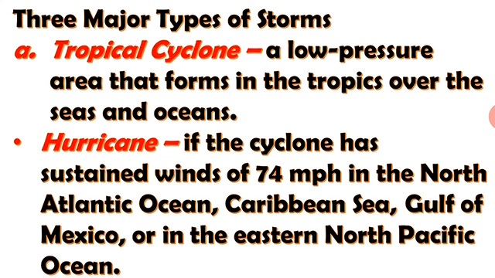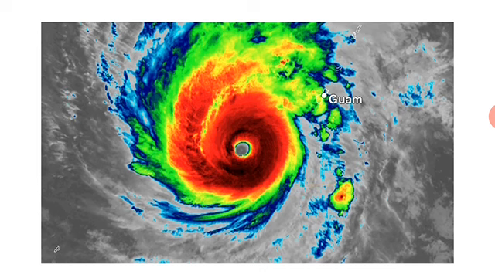Let's talk first about the tropical cyclone, a low pressure area that forms in the tropics over the sea and ocean. Then we call it a tropical cyclone. And cyclones differ depending on their area of origin. If the cyclone has sustained winds of 74 miles per hour in the North Atlantic Ocean, Caribbean Sea, Gulf of Mexico, or in the eastern North Pacific Ocean, then we call it a hurricane.